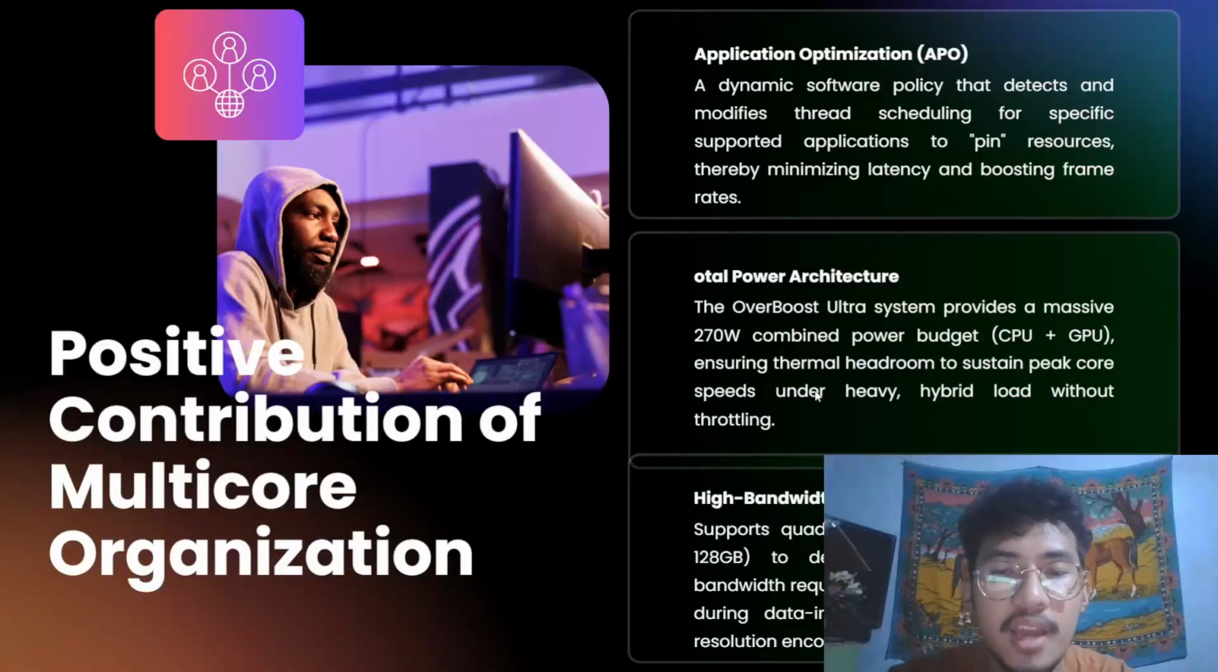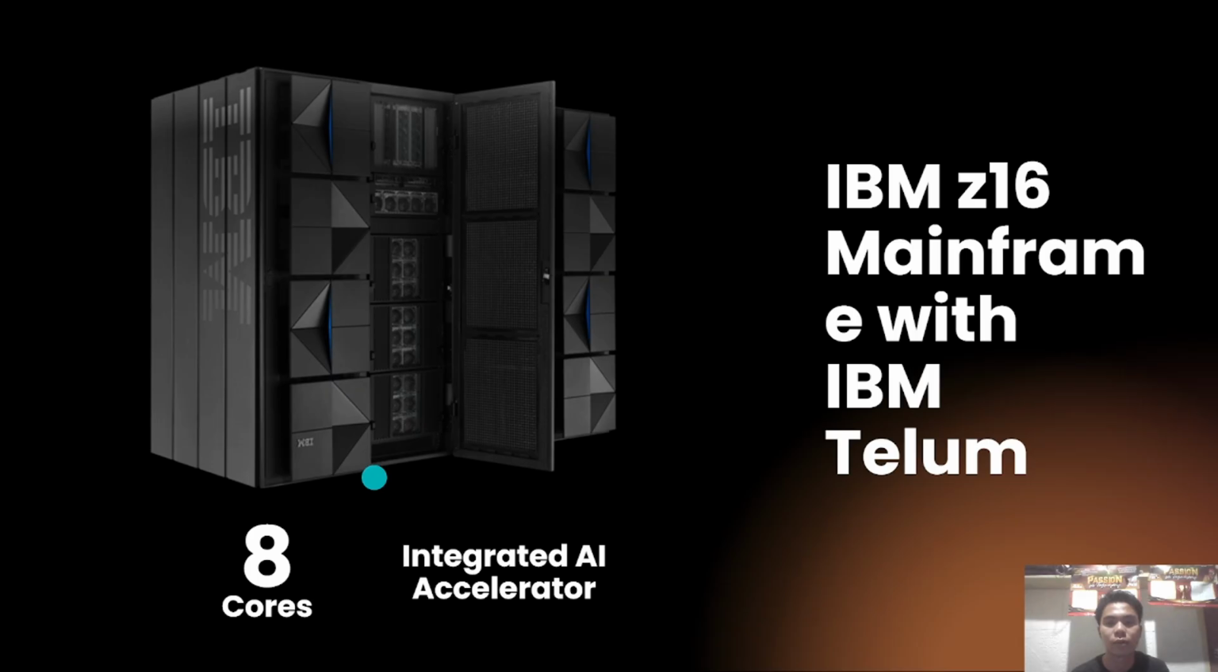And finally is the high-bandwidth data streaming with quad-channel DDR5 memory support. The system provides enough bandwidth to feed data to all 24 cores simultaneously, which is essential for tasks like 4K video encoding. Now let's look at our second model, the IBM z16 mainframe, powered by the specialized IBM Telum processor. This system is built for an entirely different purpose. Its mission is critical enterprise transactions and real-time AI.